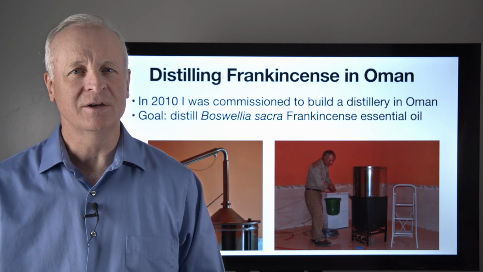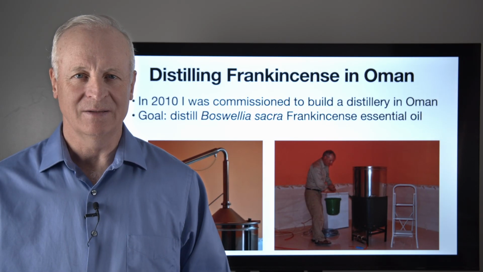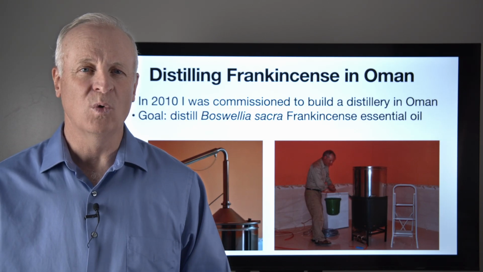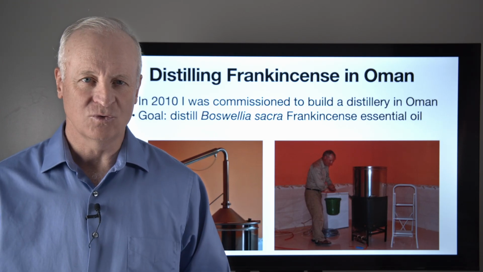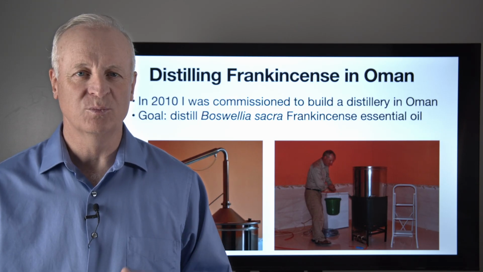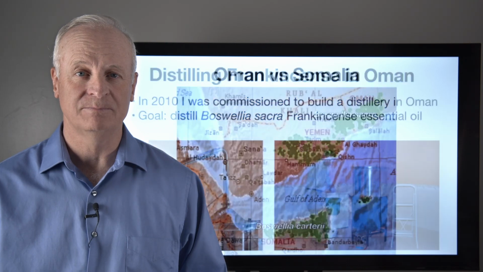First of all, in 2010, I was commissioned to go to Oman and build a frankincense distillery. I went knowing very little about the frankincense trees, the frankincense oleo gum resins, just about anything, except for I was an analytical chemist and I knew a lot about analyzing essential oils. Now my goal was to distill the local frankincense into the essential oil. So you can see here the little distillery that I built, and I was able to produce 1 to 5 kilograms of essential oil at a time.